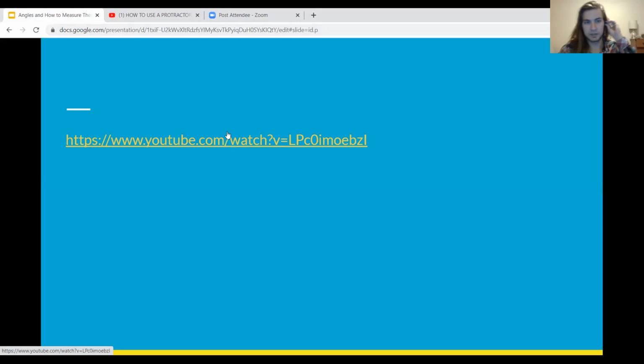So that's a pretty simple way to measure angles. I think it does a pretty good job going over how to do that. So can someone briefly explain how we do that? How do we use it with our protractor?